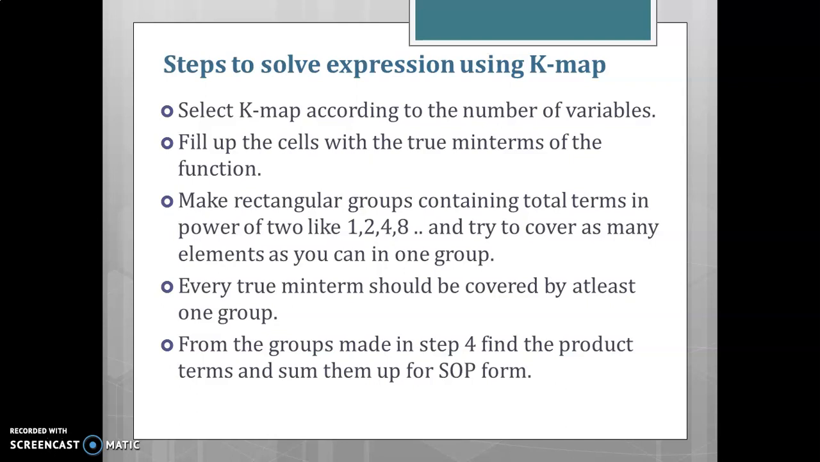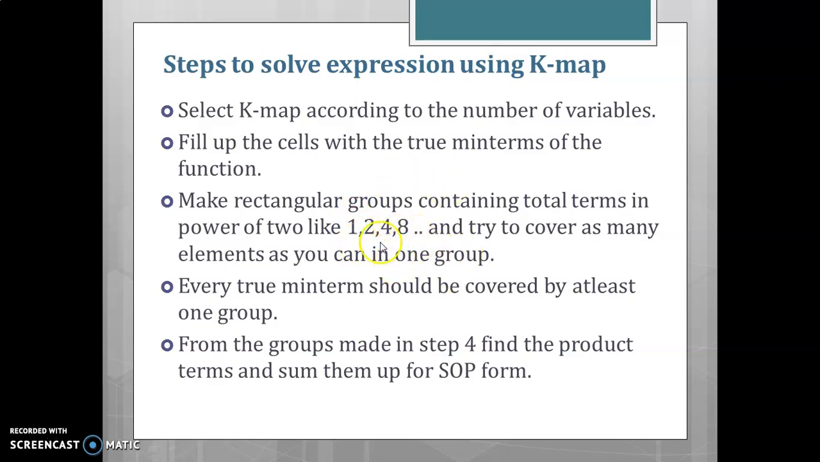Next, we fill up the cells with the true minterms of the function. The true minterms are the minterms which are 1 in the function. So you first select the K-map, then you mark those true minterms. Then we group those true minterms based on the neighborhood. We make groups in the form of 2 power m cells. Your group can contain 1 cell, or 2 ones together, or 4 ones, or 8 ones.